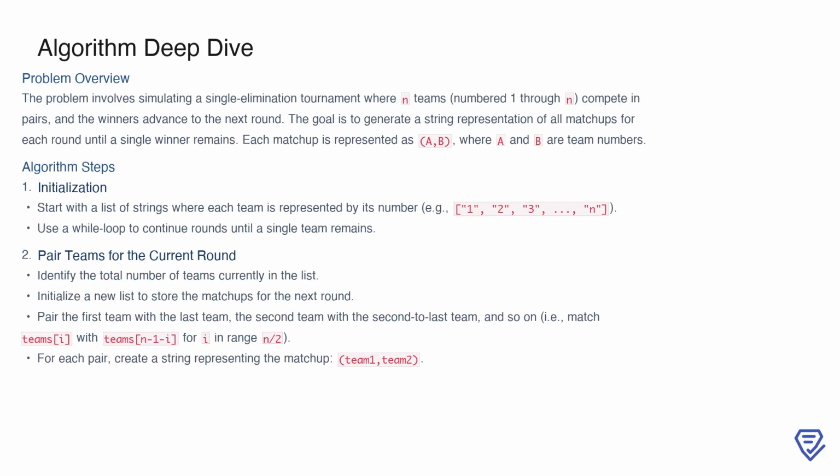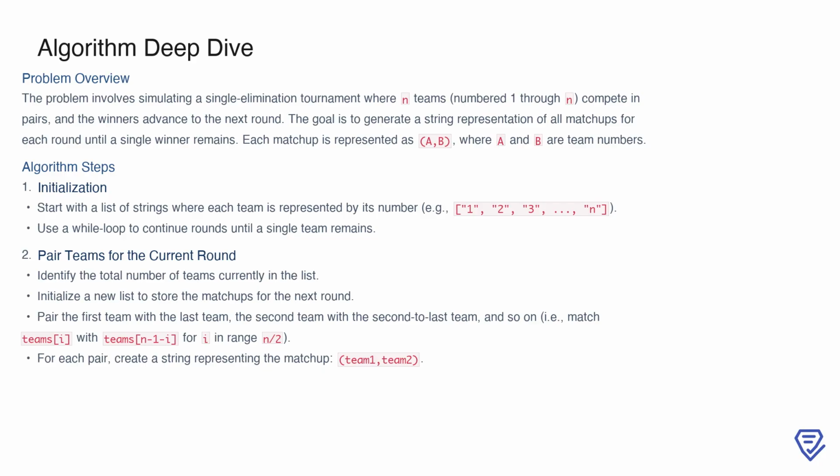This problem is about simulating a single elimination tournament where teams compete in pairs, and the winners move on to the next round until only one team remains. The goal is to construct a string representation of all the matchups for each round. To begin, we initialize a list of strings where each team is represented by its number, such as 1, 2, and so on, up to n.